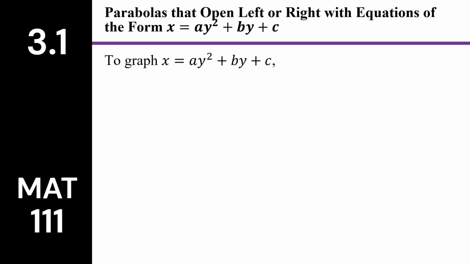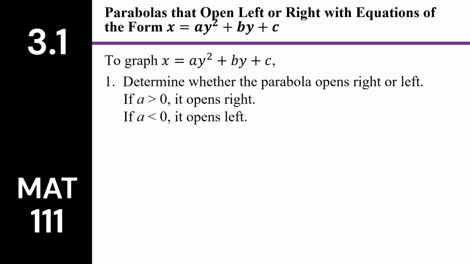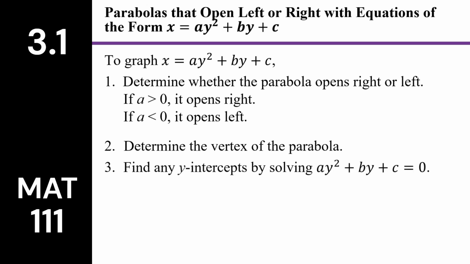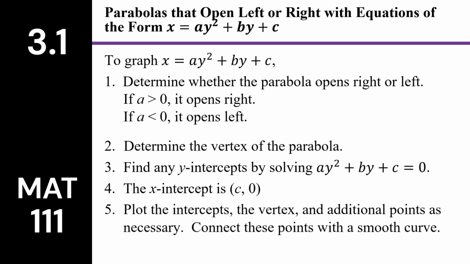To graph a parabola in this form, first we'll determine whether the parabola opens right or left. If a is positive, it opens to the right. If a is negative, it opens to the left. Next, we determine the vertex of the parabola. Then we find any y-intercepts by solving the quadratic ay squared plus by plus c equals 0. We find the x-intercept, which will always be (c, 0). And then we plot the points that we found plus any additional points, and we connect them with a smooth curve.